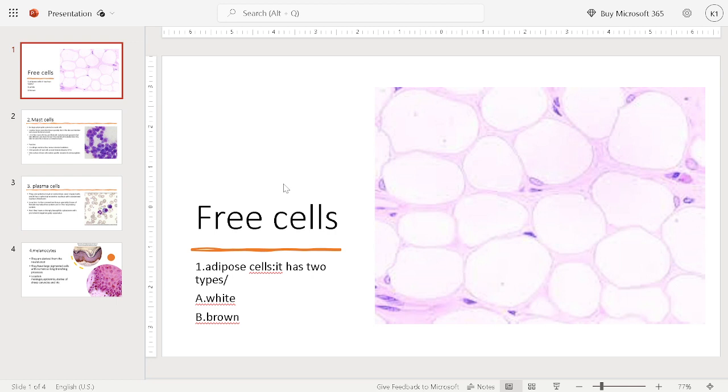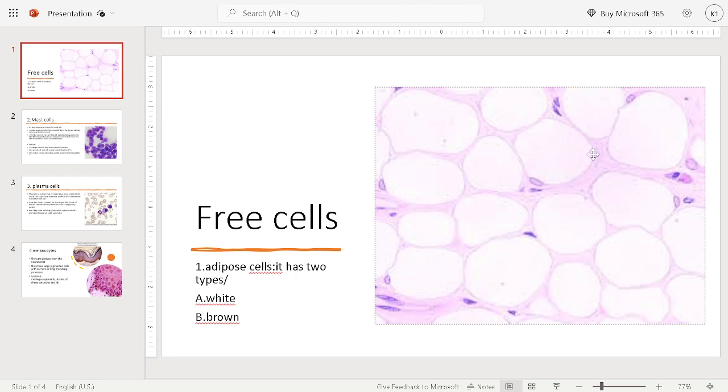The first one we have is adipose cells, or adipocytes. We have 2 types of them: white and brown. They look like each other simply, and this is the simple appearance of lipid cells or adipocytes under the microscope. We have so many names for this: adipose cells, adipocytes, and if they are a group of adipocytes, we can call them adipose tissue too.